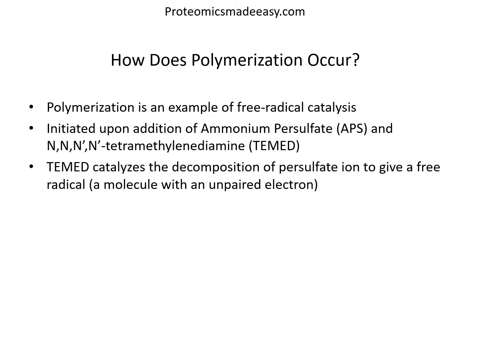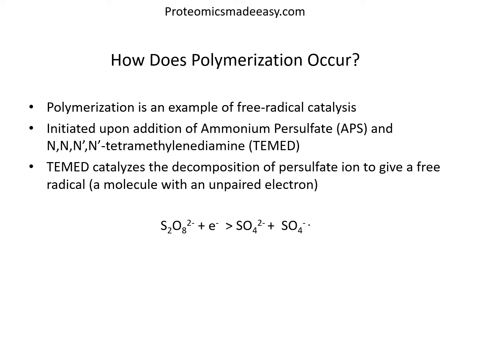So now, if you are curious enough, you may question how the polymerization occurs. Well, the polymerization of acrylamide is an example of free radical catalysis, and it is initiated by the addition of ammonium persulfate and the base tetramethylethylenediamine, TEMED. TEMED catalyzes the decomposition of the persulfate ion to give a free radical. I'm sure you know what a free radical is, right? A molecule with an unpaired electron. Look at the reaction where persulfate is catalyzed by TEMED, resulting in a free radical, SO4-.